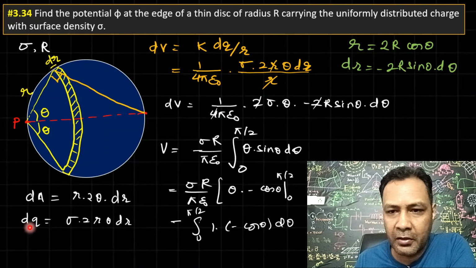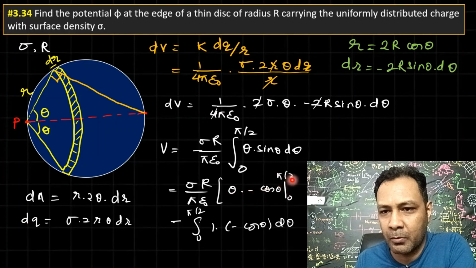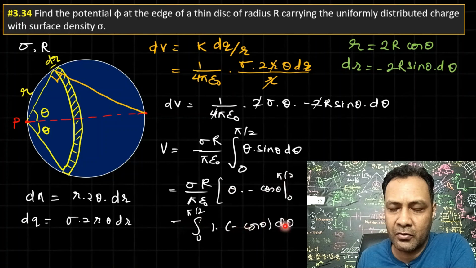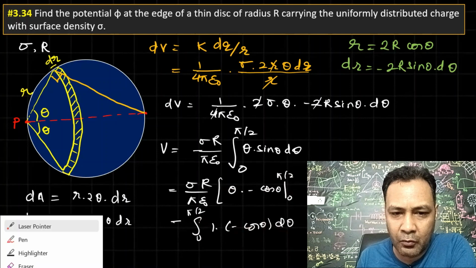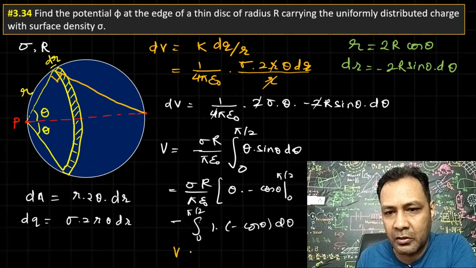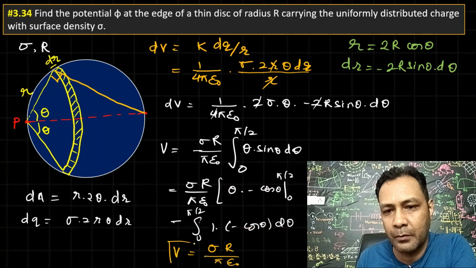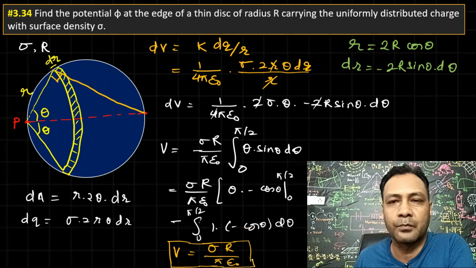So for this part, if you put the limit, when I put pi by 2, this cos theta will be 0. When I put 0, this theta will be 0. So this is going to be 0. And this is simply cos theta, minus minus plus, integration of cos theta. Put the limit, you will get 1. So overall, we are going to get V is equal to sigma r by pi epsilon naught, and this is the potential at an edge due to this whole disk. Thank you.